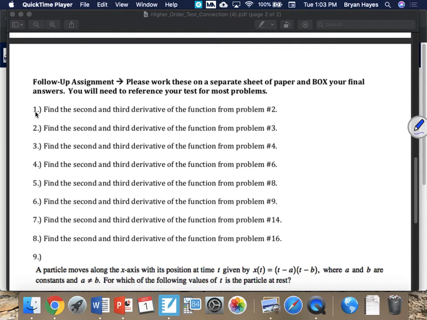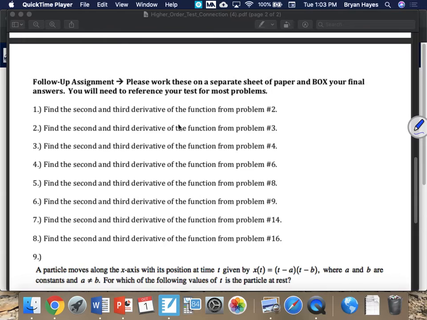Okay. So for example, for this first problem, you're going to go to problem number 2 from your test. And if you miss that one, we're assuming you've already corrected it with your corrections, and you're going to pick up with that correct derivative, and you're going to find the second and the third derivative of the function in problem number 2. So there should be 2 answers there. The second derivative of that function is this, and the third derivative is this.